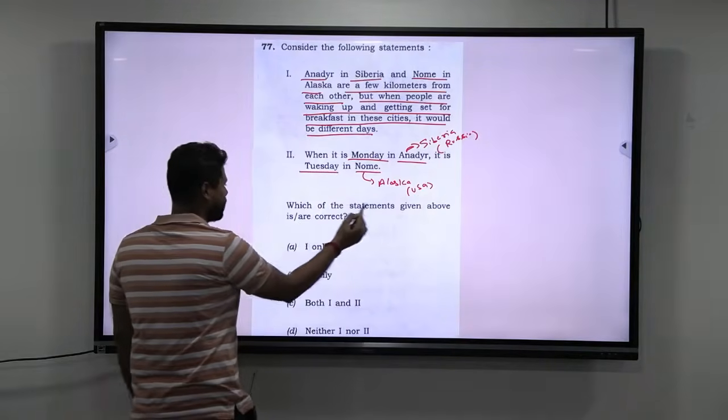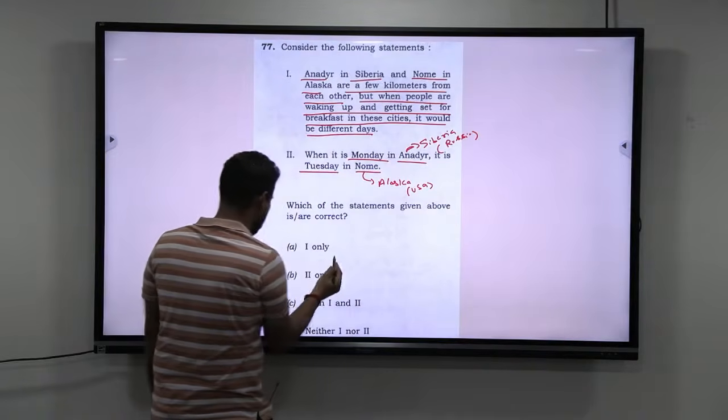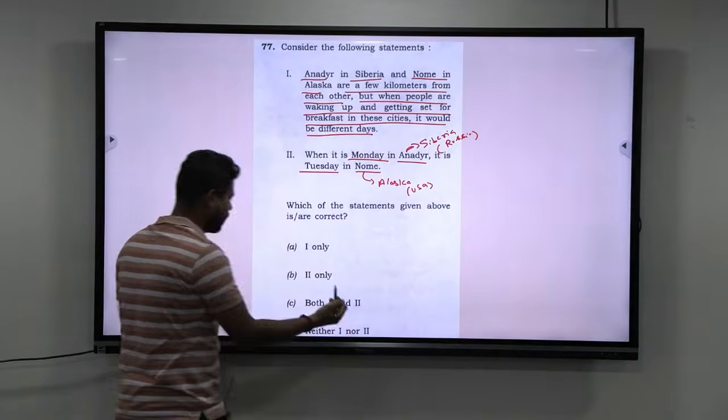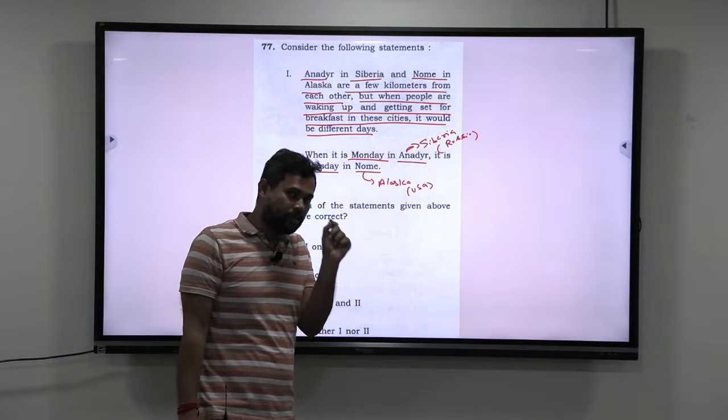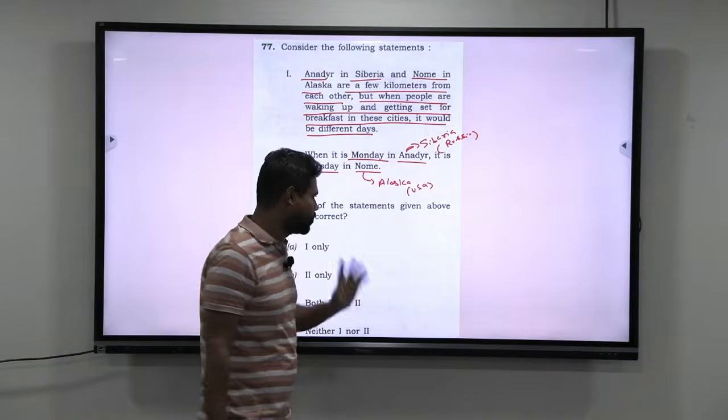Now, which of the statements given above is or are correct? 1 only, 2 only, both 1 and 2, neither 1 nor 2. You should try to work it out very quickly. If you have the concept of international date line, it becomes very, very simple for you.